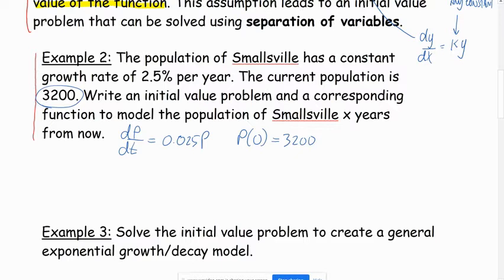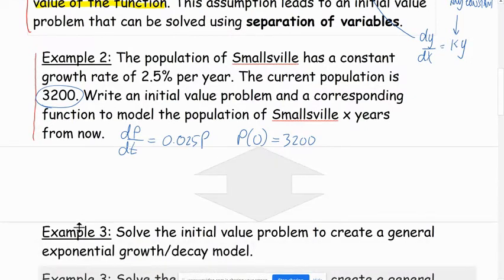So we have a differential equation. We have an initial condition. When those two things are together, that's called an initial value problem. So we have now set up an initial value problem, and so we can solve that the same way we did the first two examples, by separation of variables.